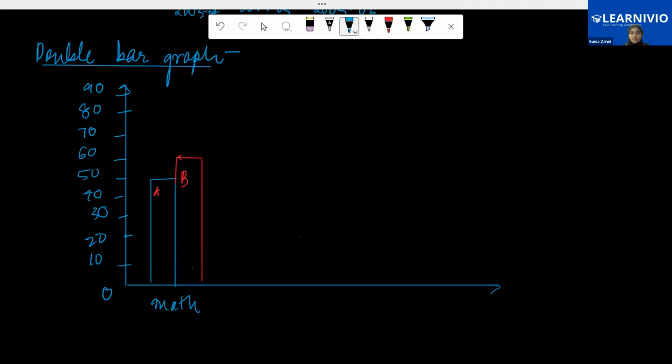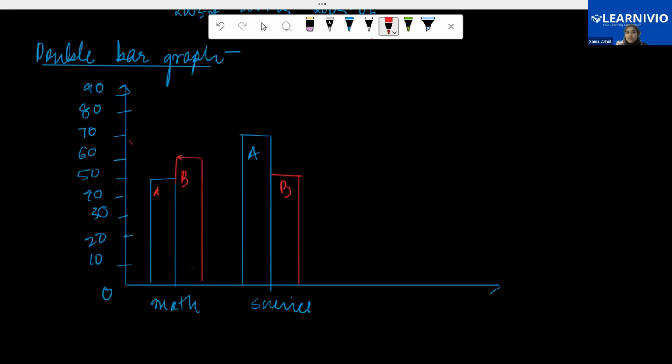Now in science, student A acquires 70 marks. This is student A. And then I have student B who acquires 50 marks, so 50 is here. This is student B. Similarly, I can plot such graphs for all the other subjects as well. So this is a double bar graph, when I am plotting 2 individual quantities together on a single graph paper.